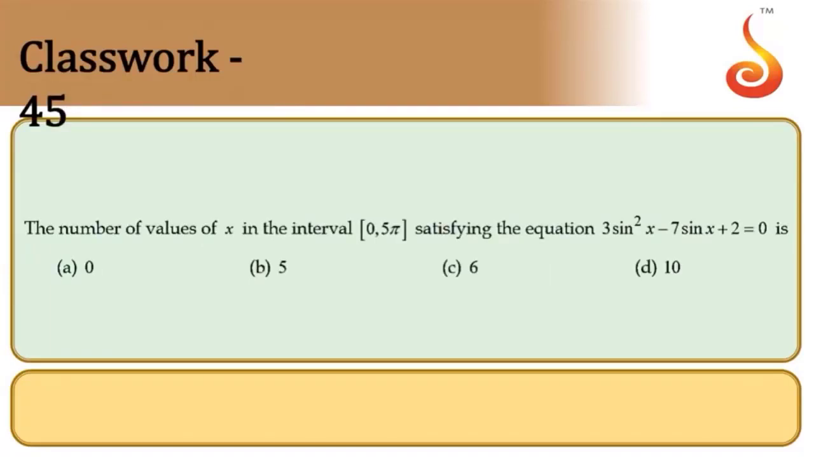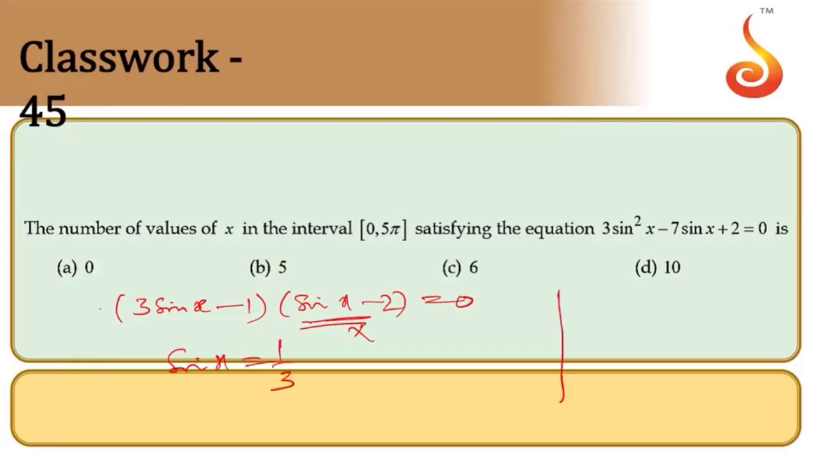Next one, when I take 3 sine squared x plus 7 sine x plus 2. When you factorize, this can be written as 3 sine x minus 1 multiplied by sine x minus 2 equals 0. Sine x equals 2 cannot be the solution, therefore sine x equals 1 by 3.